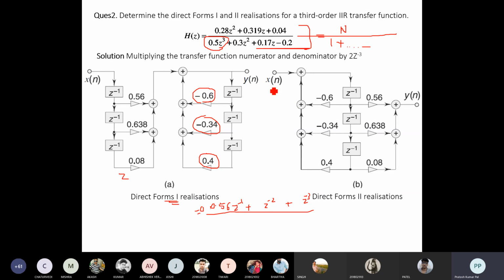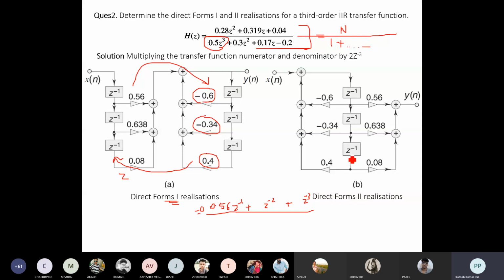Similarly, to obtain the direct form 2 representation, the same term, this term will be going towards this side, and this complete term will be coming to this side. Once we make it, we have to make the delay elements common, so this will be the same representation.